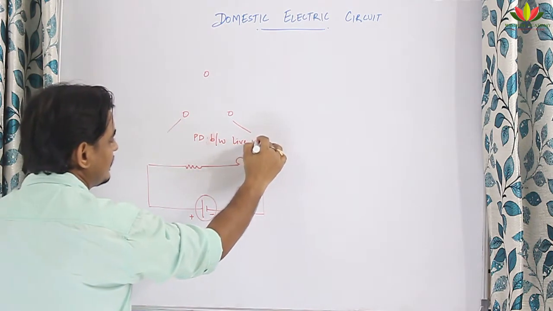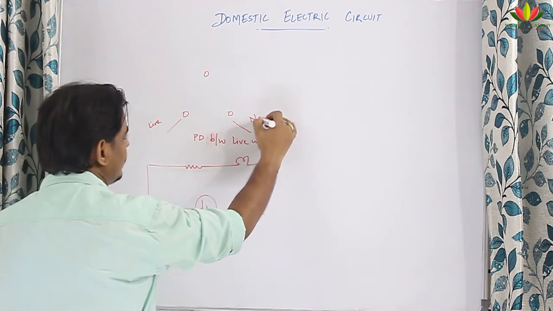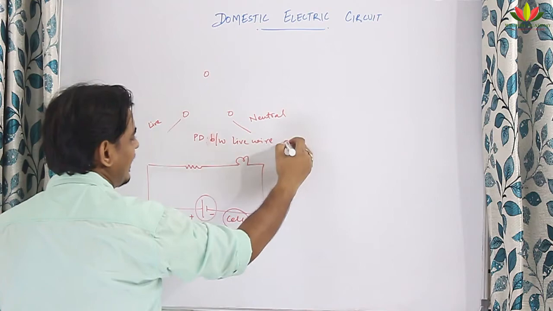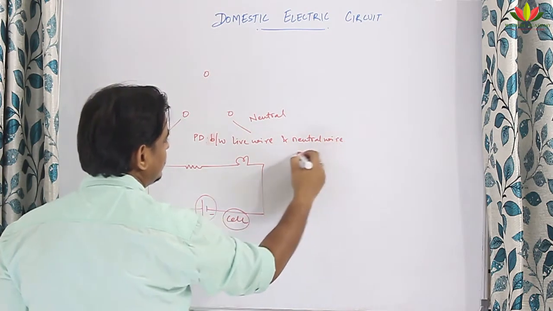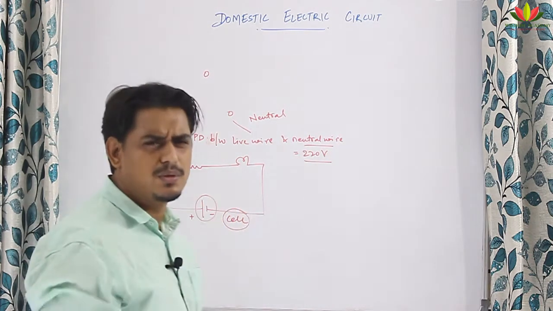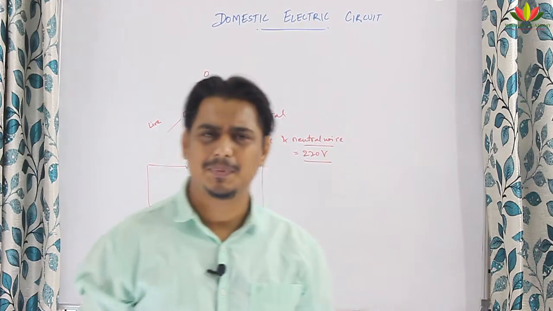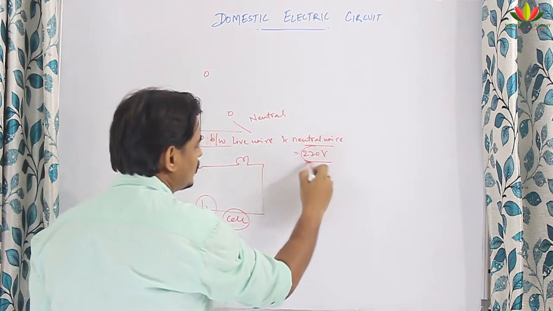So potential difference between these 2 wires, this is one wire, this is another wire, one is called as live wire, and one is called as neutral wire. So potential difference between live wire and neutral wire is 220 volts in India. It is 440 volts in some countries. So it depends. In India we are providing for domestic connection a potential difference of 220 volt.